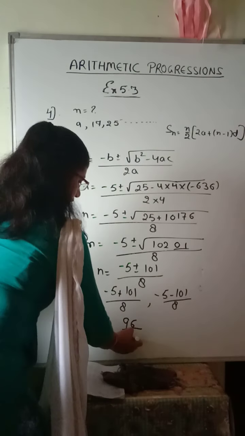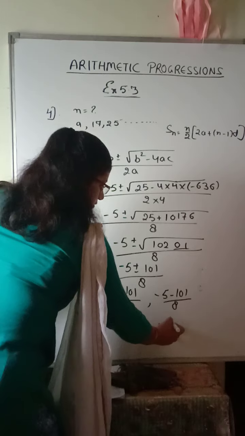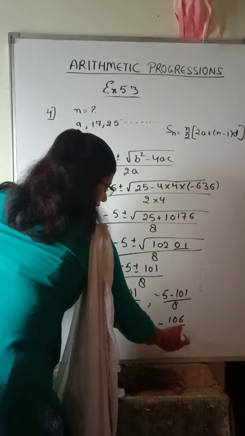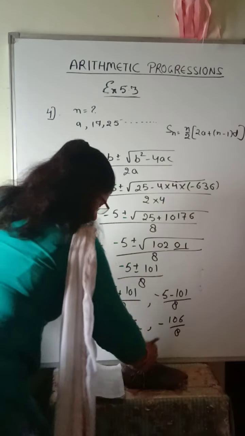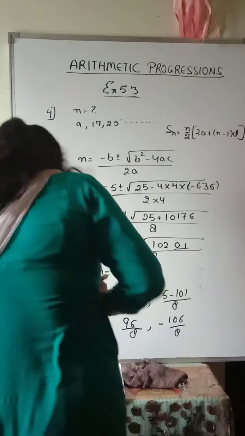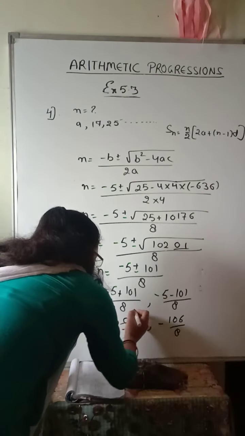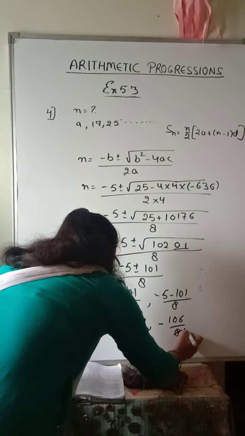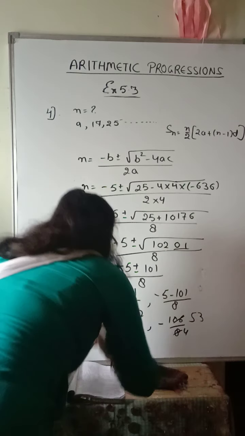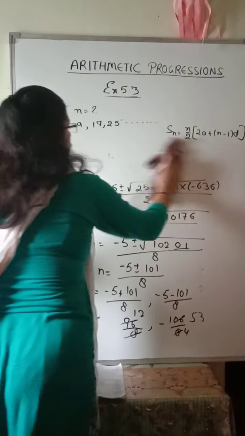Yes, divided by 8. Here minus 106 divided by... we will not take this because it is negative, so it is removed already. Okay, so divide this by 8. 8 1s are 8, 8 2s are 16, 12, and simplify this a bit too. 2 4s are 8, 2 5s are 10, 2 3s are 6. So what we got is the value of n.